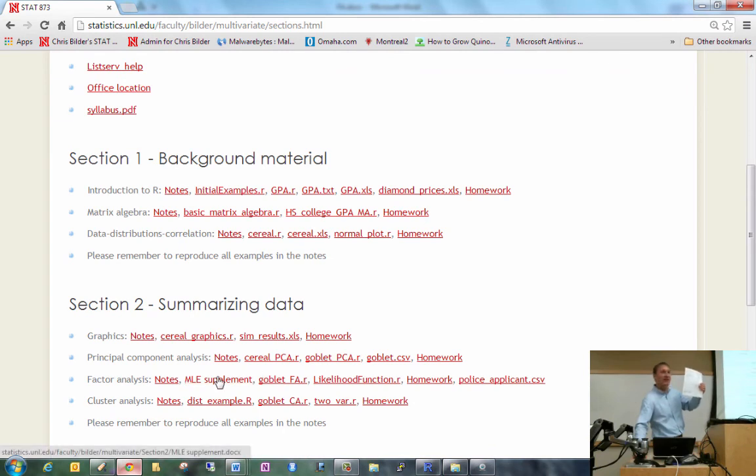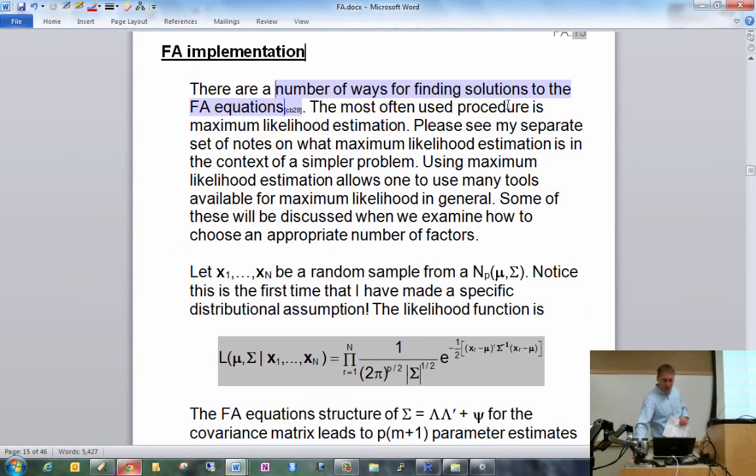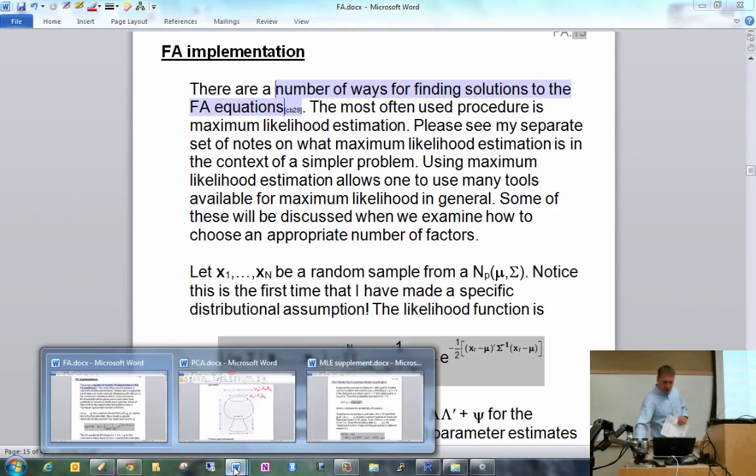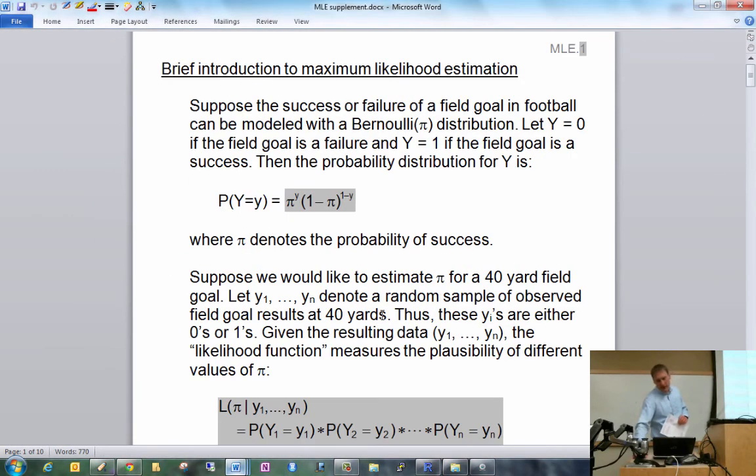Yes, this MLE supplement. We're going to start going over this little MLE supplement, which gives you a brief introduction to what maximum likelihood estimation is. Brief enough so that you have a general idea of how it's done so that we can apply it to a factor analysis model. Maximum likelihood estimation is a topic that would be talked about in detail in a mathematical statistics class.